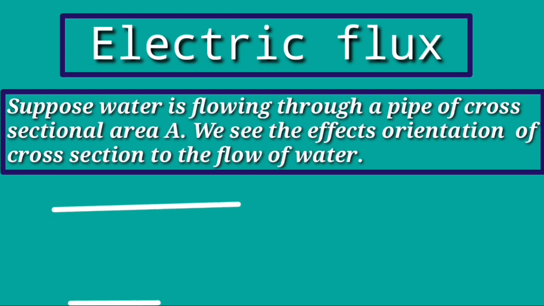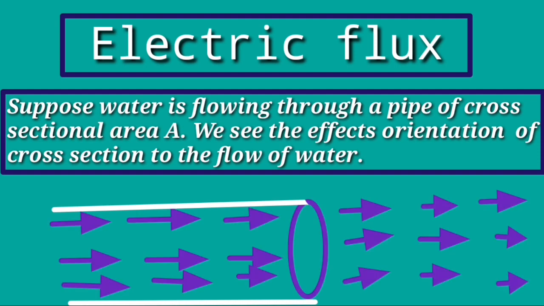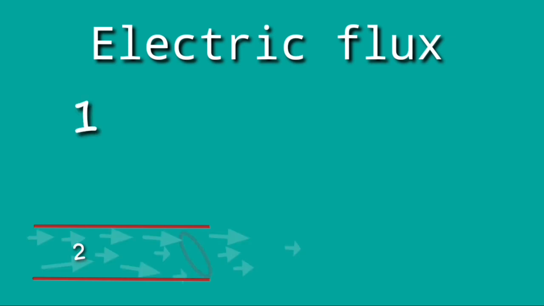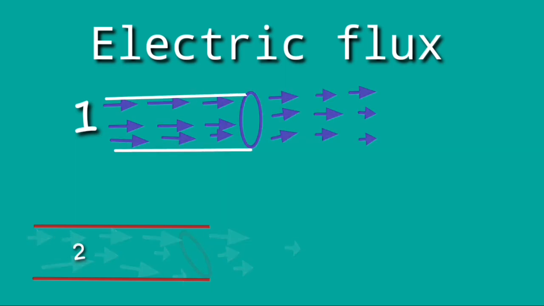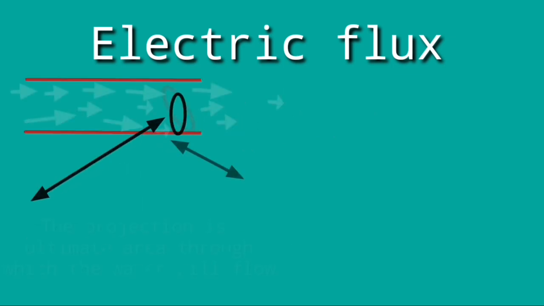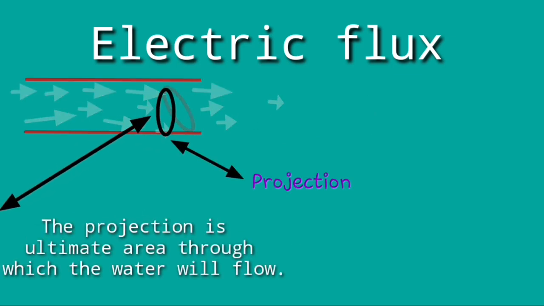Now we will discuss electric flux elaborately. Suppose water is flowing through a pipe of cross section A. Now we see the effect of orientation of the cross section on the flow of water. If the cross section is inclined, then you can clearly see in figure 2 that the amount of flow of water per second is less than in figure 1. If we draw the projection of the inclined cross section, then we get the effective region through which the water flows per second.